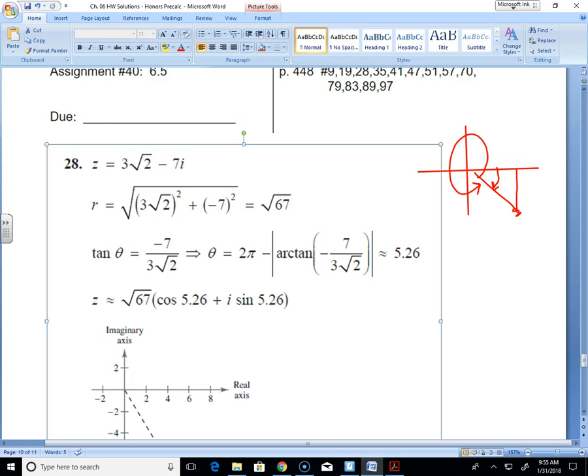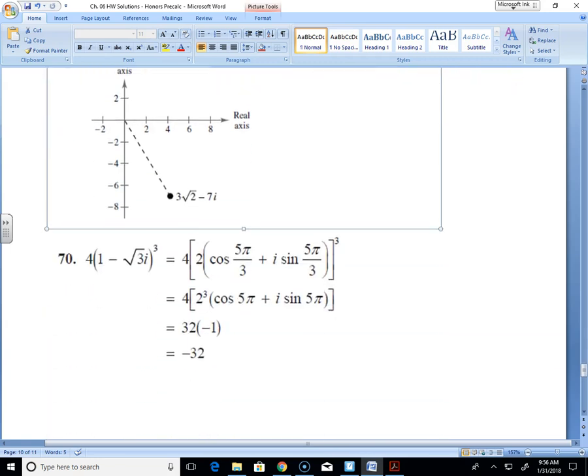If it was over here, and it was a negative x and a positive y, you would still get this angle from your calculator. You would need to add pi. So get a picture. Remember, tangent inverse, there's warnings all over our notes.